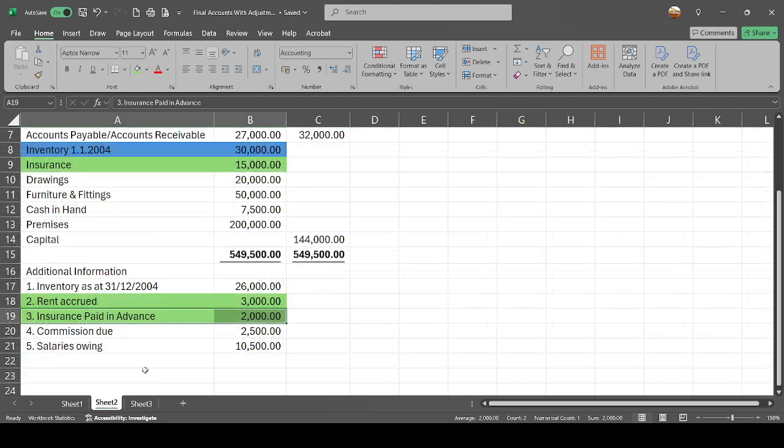Then our next item after insurance, of course, drawings will go to capital. We have furniture and fittings, which is an asset. We have cash in hand, which is an asset. We have premises, which is an asset.